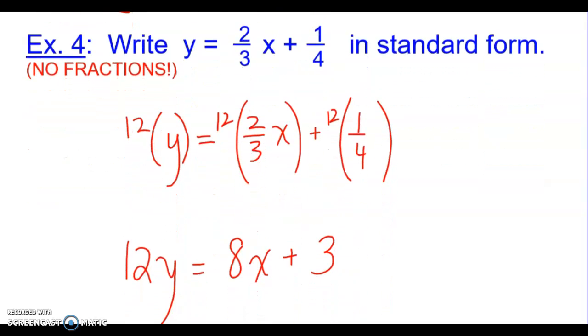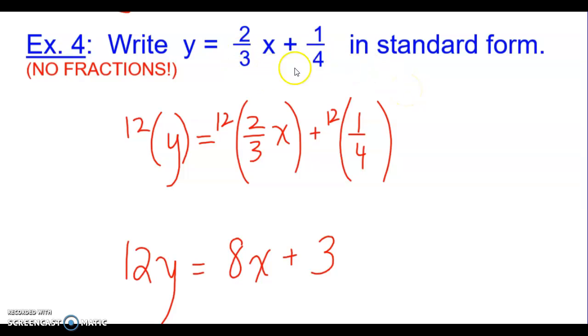Example 4. I want to take this equation, which is in slope-intercept form, and rewrite it in standard form. So remember, I need to see ax plus by plus c equals 0. No fractions allowed, and a has to be positive. So first thing I'm going to do is get rid of my fractions. I have two fractions here, a denominator of 3 and a denominator of 4. So what I want to ask myself is, what is the LCD? What is the lowest common denominator?